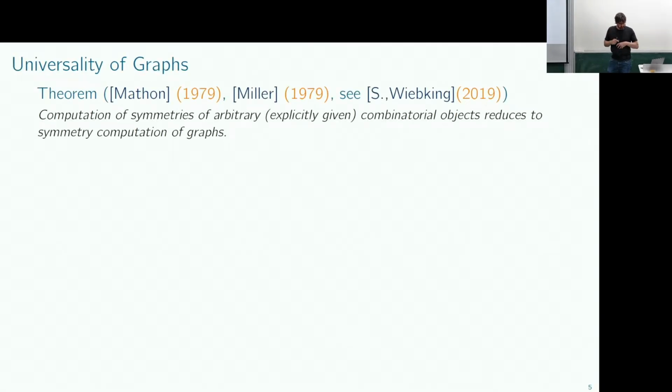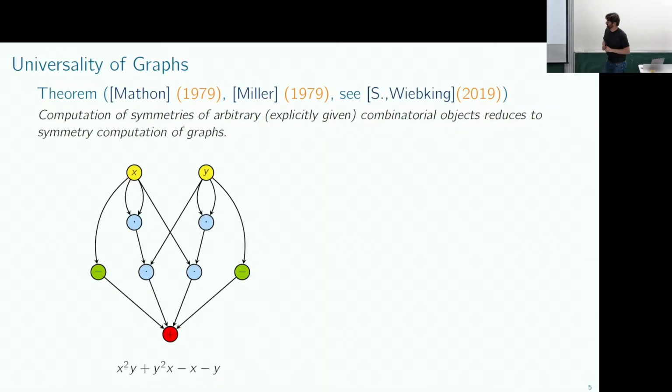With regard to symmetry, it turns out that it's actually sufficient to just look at graphs. If you're interested in combinatorial symmetries, graphs are sufficient. There's a theorem that says that the computation of arbitrary symmetries of any combinatorial object reduces to the computation of symmetry of graphs. So it's always okay to just do graphs, is what the statement is. I could give you a proof, but I think two examples will just convince you.